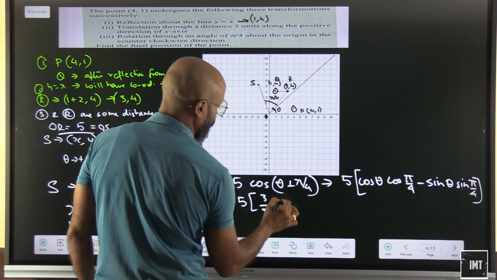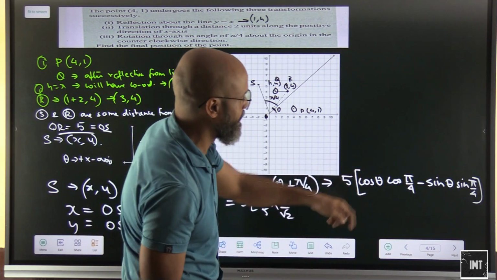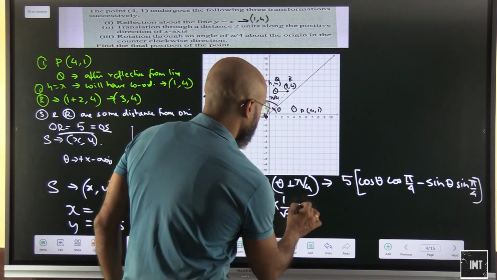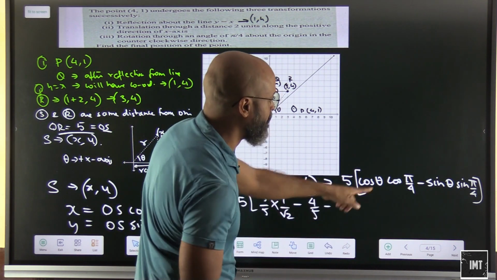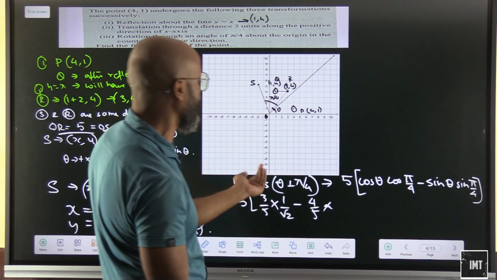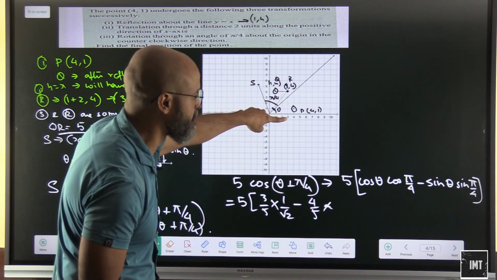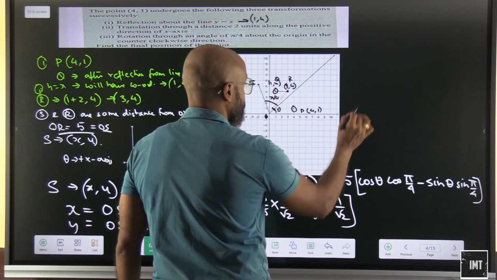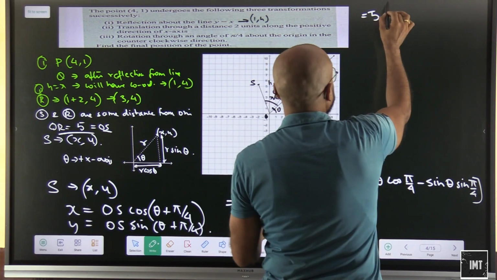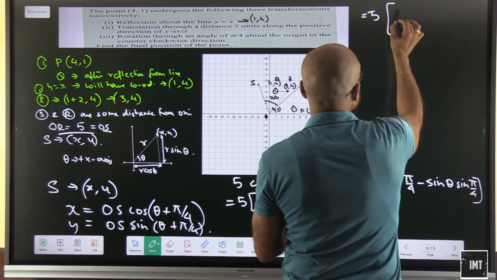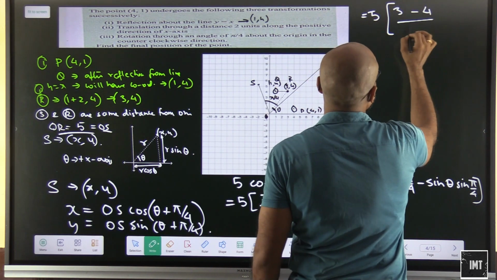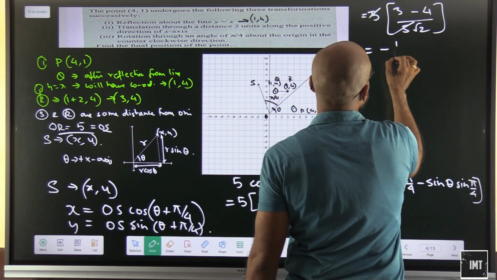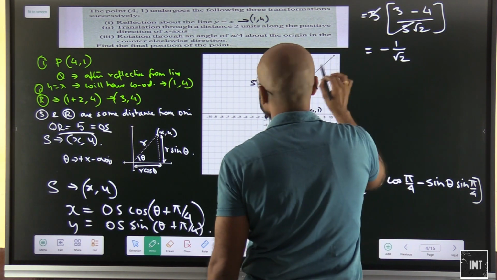Cos pi by 4 we all know is 1 by under root 2, minus sin theta. Sin theta will be 4 by 5, into sin pi by 4. We are just putting in the value of OR. Sin pi by 4 is again 1 by under root 2. So this gives us 5 into (3 minus 4) by 5 under root 2. The 5 and 5 cancel, so this will be minus 1 by under root 2. So this is the x coordinate.